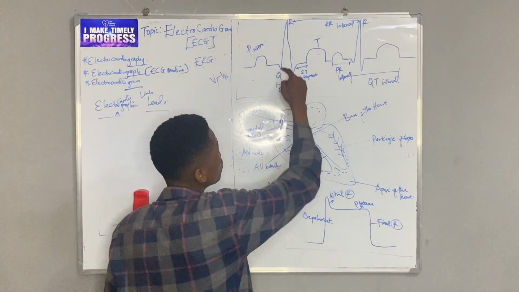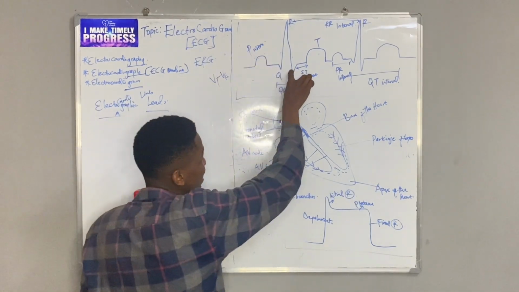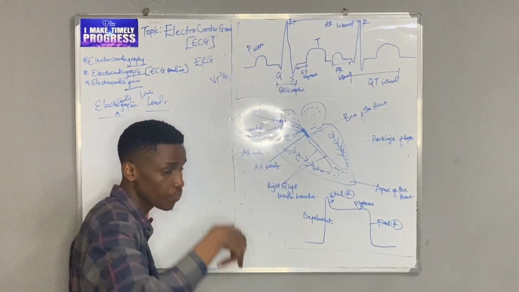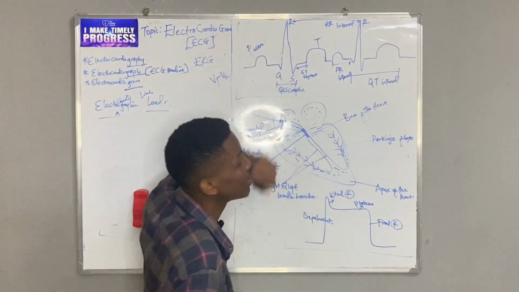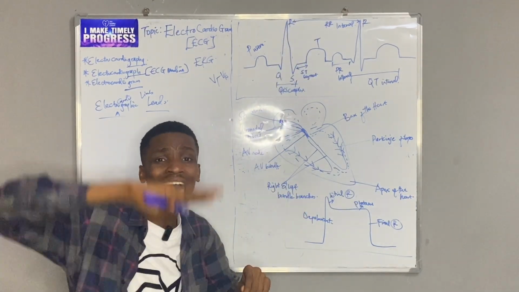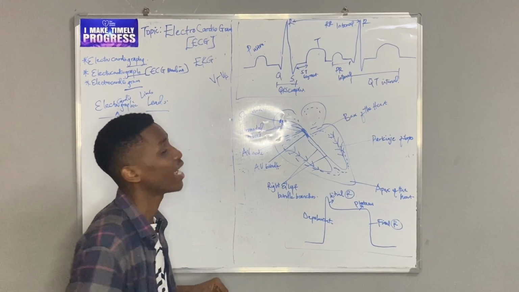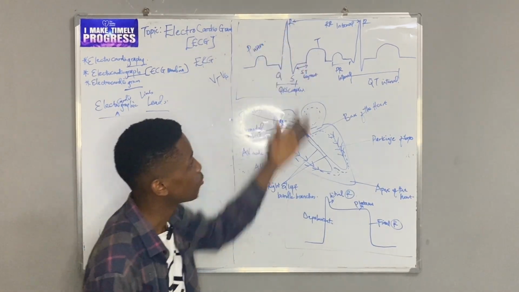Likewise, you observe that Q is a negative wave. These ones were positive, this is a negative wave. S is also negative, but S has a higher amplitude, so it will be deeper than the Q. Whereas R is the one with the highest amplitude. It goes very high, as high as 1 millivolt. Then T, we are done with that.